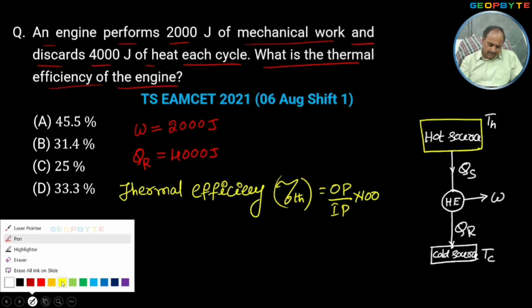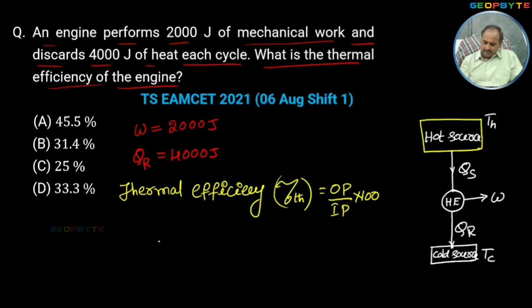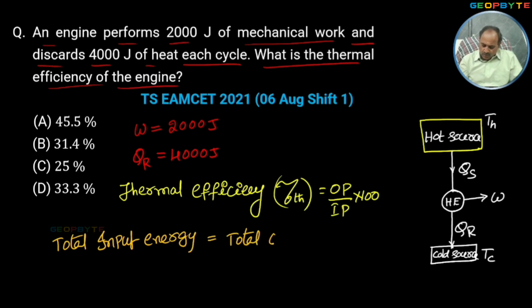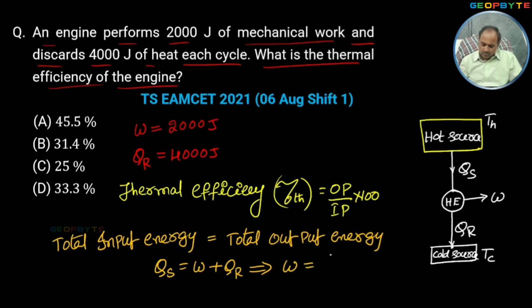Now let us write the energy balance equation. The energy balance equation says total input energy must be equal to total output energy. Here input energy is QS, output energy is W plus QR. From this, work output equals heat supplied minus heat rejection. Okay. Now come to the efficiency.